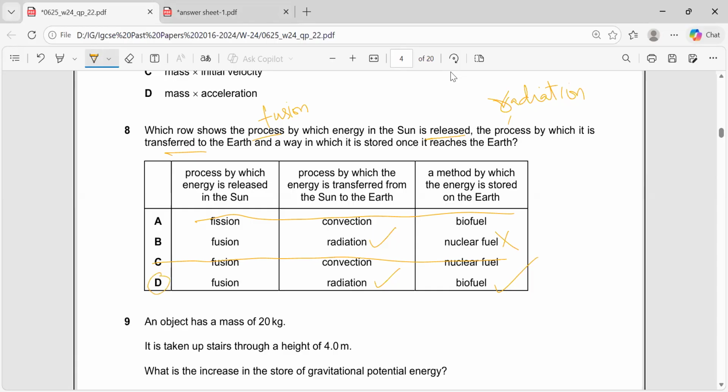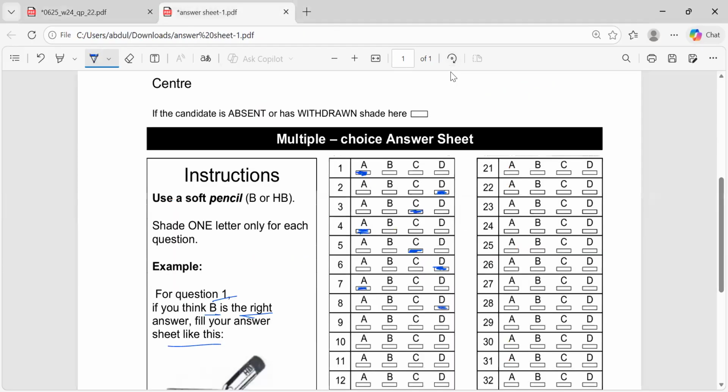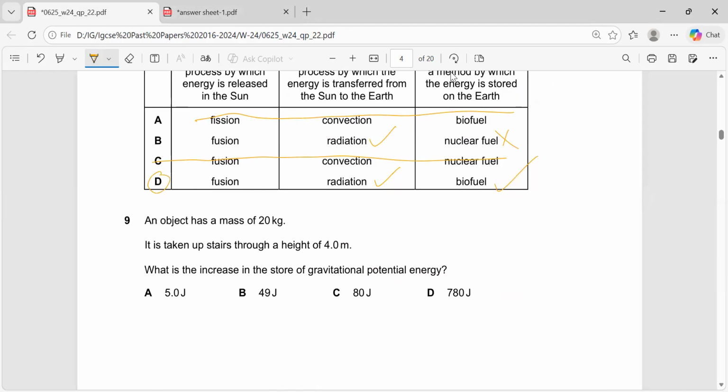Zen, your answer was correct. Lana, your answer is also correct. So answer for question number 8, my dear friends, is D. So let's take D as our correct answer. Let's move forward. Question number 9.